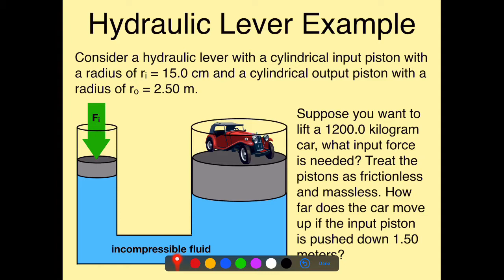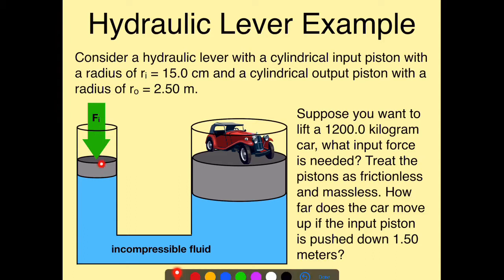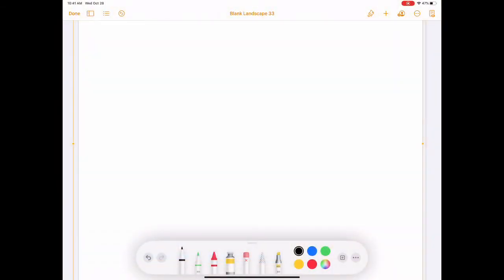We're going to treat both pistons as frictionless and massless. As a follow-up question, how far does the car move up if we push the input piston down 1.5 meters? Okay, so let's work this out. We'll start here. Delta Pi equals delta Po, that's Pascal's principle, telling us that the pressure increase is the same at each end of the hydraulic lever. At the input end, the pressure increase can be written as Fi over Ai, and at the output end, this can be written as Fo over Ao.